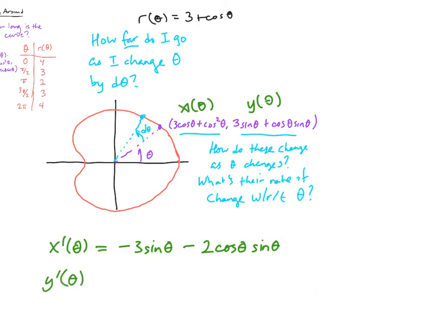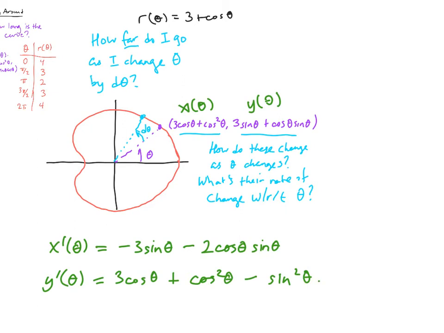And then the derivative of y prime of theta is going to be 3 cosine of theta plus, and then let's see, this one's a little bit trickier. I'm going to need to use the product rule here. But I think I'm going to get cosine squared theta, that's one term, and then minus sine squared theta.